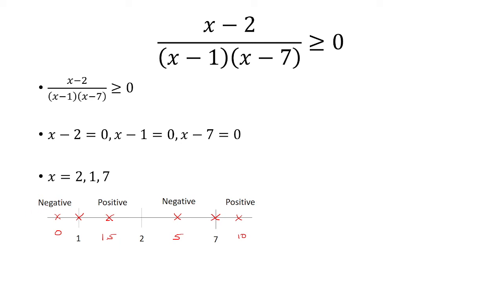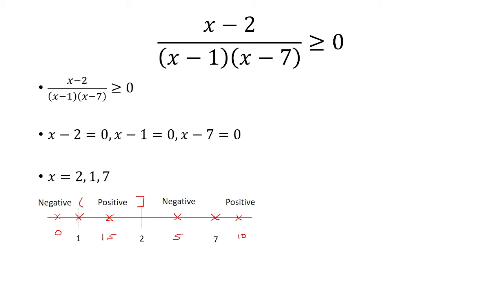Starting from the left here, this is negative, so we're not going to include it. And we're also not going to include 1 because it's not part of the domain. But after 1, we see that it's positive here. And at 2, 2 makes this function 0, so we want to include it. So we're going to put an open parenthesis around 1 because we're not including it, and a closed bracket at 2 because we want to include it.